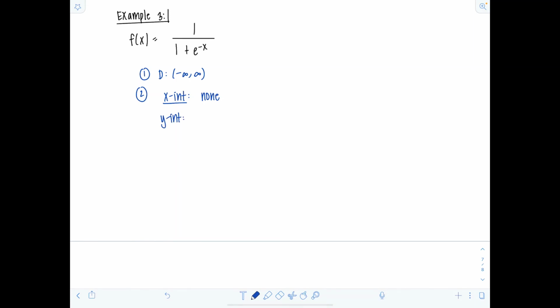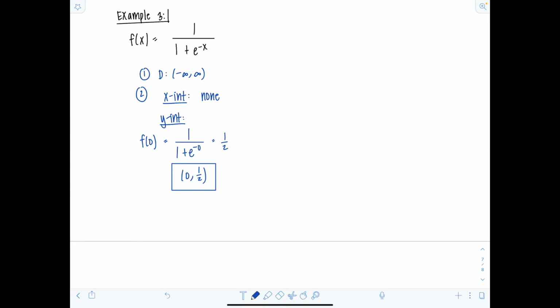Y-intercept, if I plug in 0 for x, let's see what happens. F of 0 is 1 over 1 plus e to the negative 0. That's just going to be 1 also, so this is 1/2. Okay, how lovely. 0, 1/2.